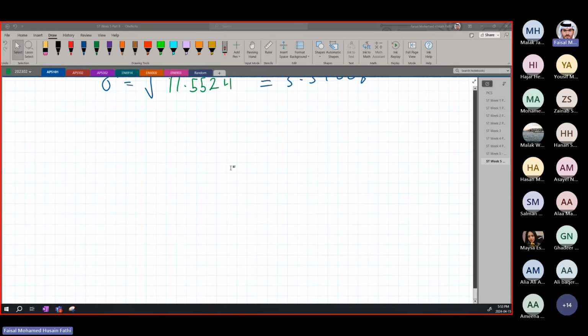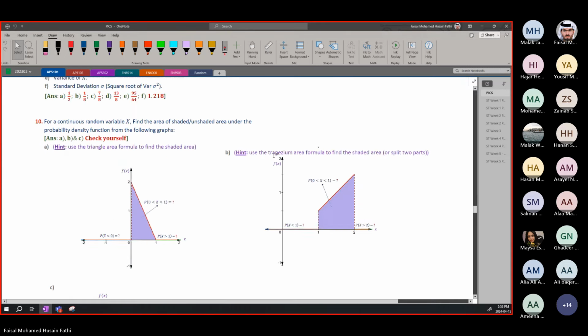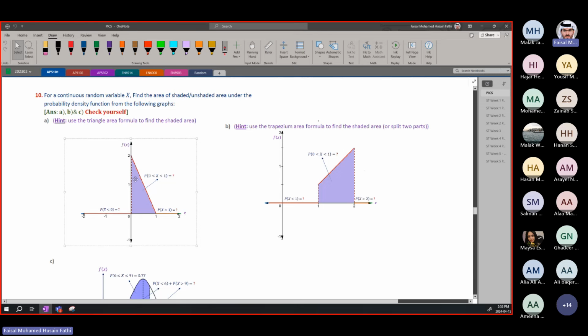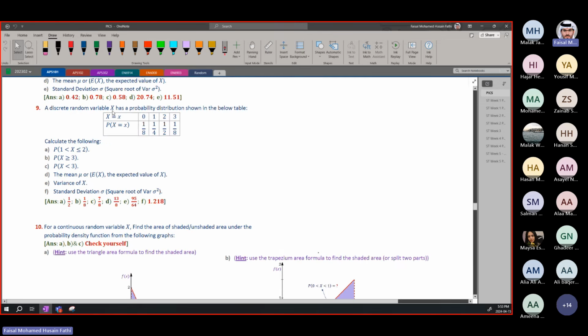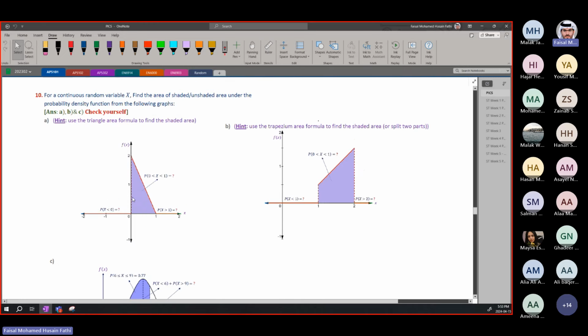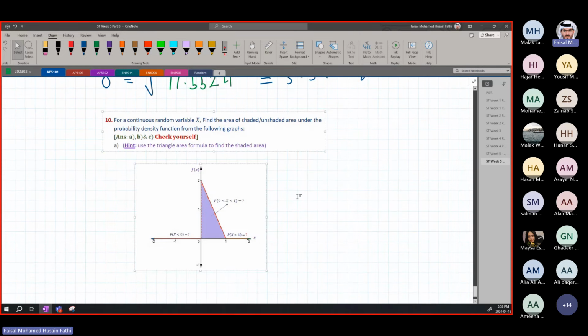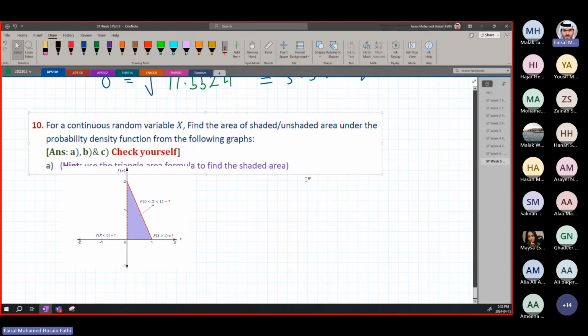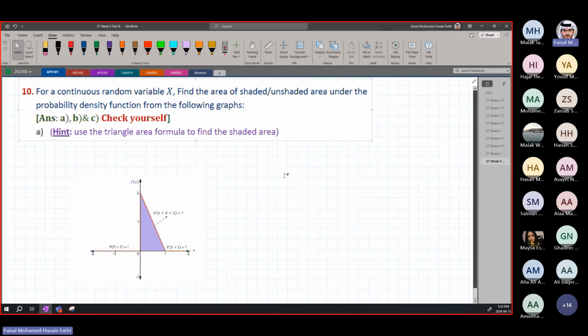Moving on. Let's do the examples that are given now for a continuous variable. A continuous variable will always be given in the terms of a graph. It cannot be given in terms of this because this is only for discrete values. Like I said, a continuous variable is always changing. So let's take this for example, and let's solve it very quickly. For a continuous random variable x, find the area of the shaded area.